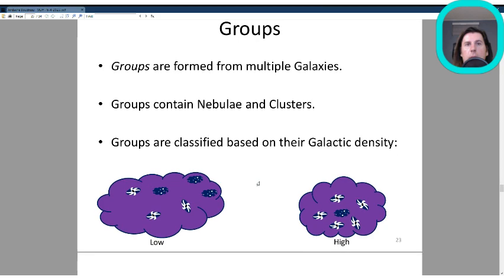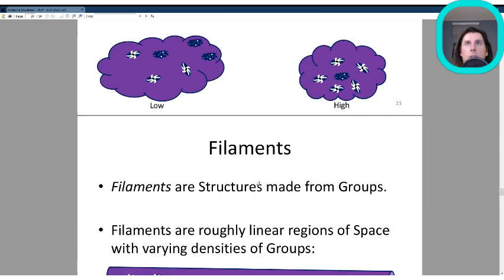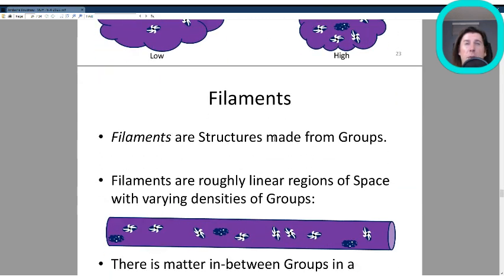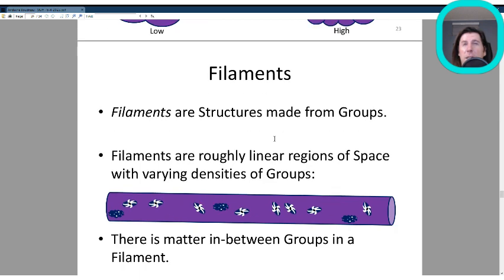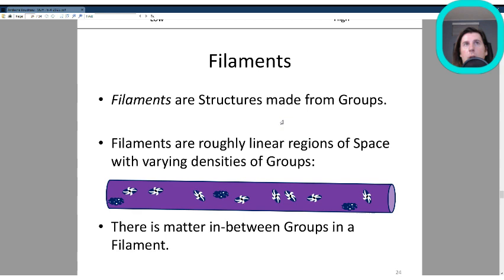Because this then leads into the new big structure. I think these were discovered in the 70s or 80s, maybe in the 90s. Filaments. Filaments are structures made from groups. Filaments are roughly linear regions of space with varying densities of groups, and there's matter in between groups and filaments. So when you look at these different n-body simulations, the base, large scale structure of the universe, and we'll get to that.